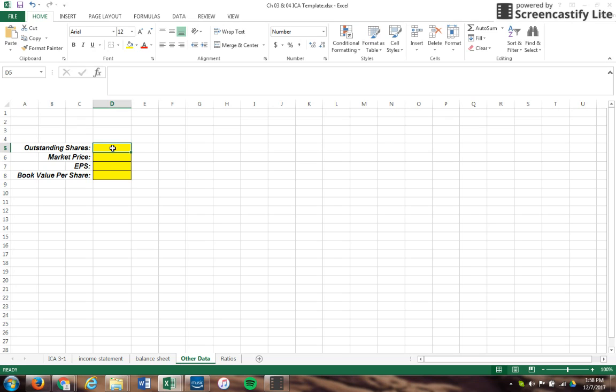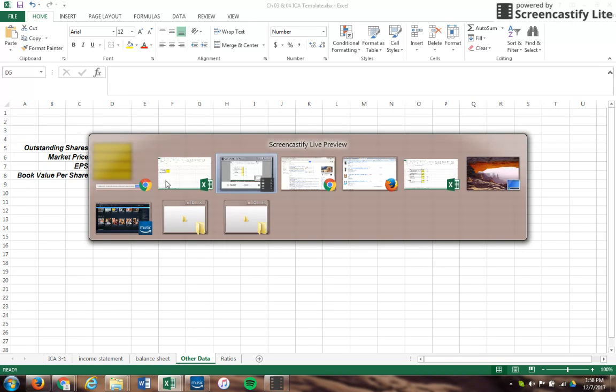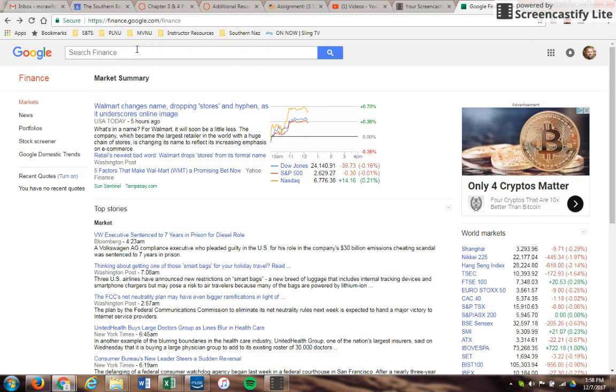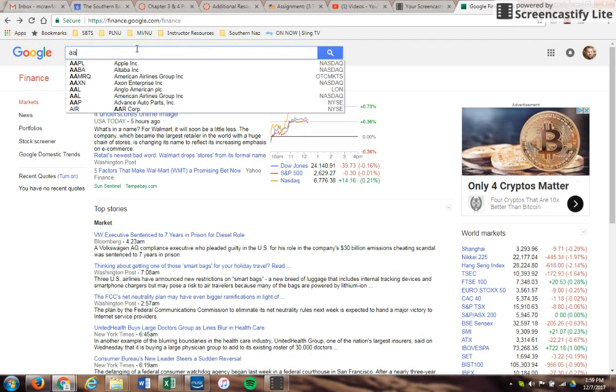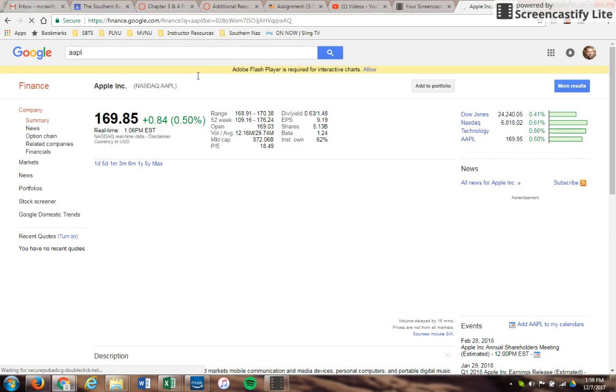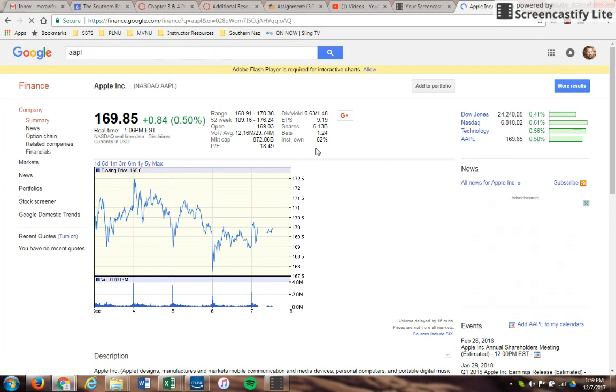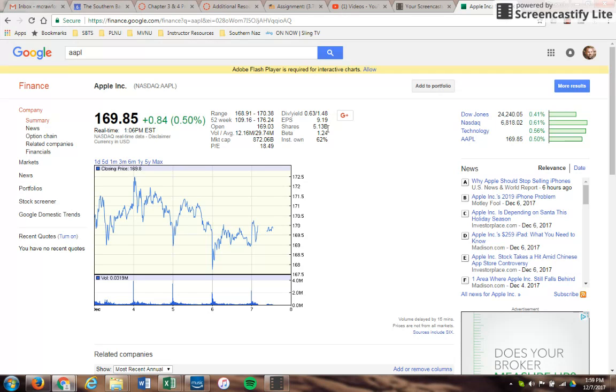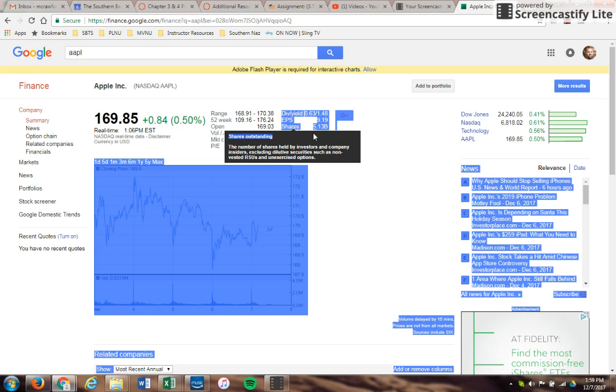We need to find out how many outstanding shares we have in the marketplace and what the current market price is. So to do that, we have to go to Google Finance. We can flip over to Google Finance, search for Apple, AAPL, and that pulls up our information here. The two things we need: the number of shares, so we have 5.13 billion. If you see right here, you have shares, number of shares, a little bit high.